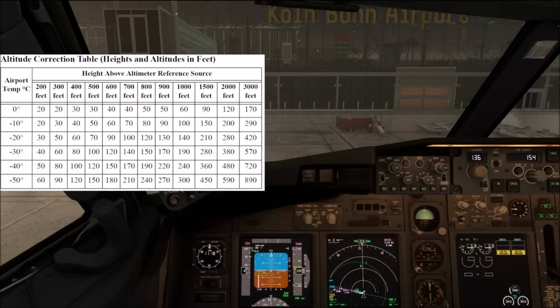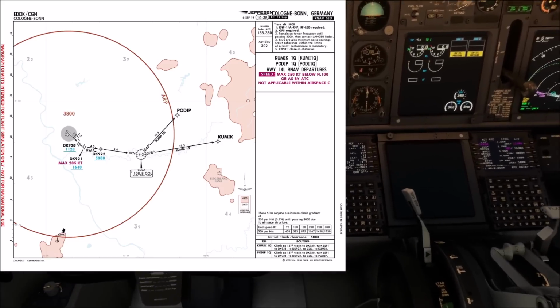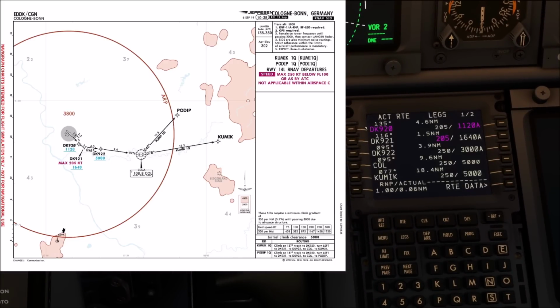Now, let's have a practical look into how these altitude corrections need to be applied on your departure. And we will do that by having a look into the departure that we are planned to fly. We have planned the Kumake 1 Quebec departure from Cologne Airport, runway 14 left, and we can see there are a couple of altitude restrictions on this one. In the FMC we have runway 14 left and the Kumake 1 Quebec departure. And here are our altitude restrictions.